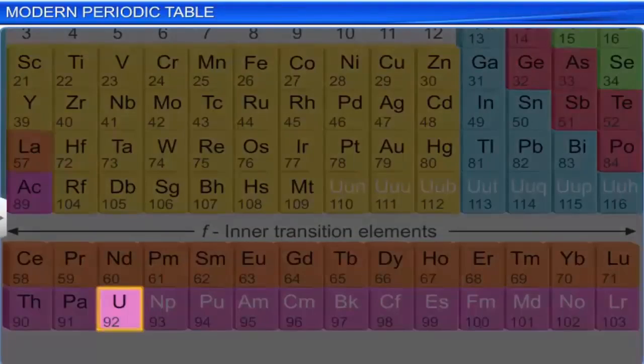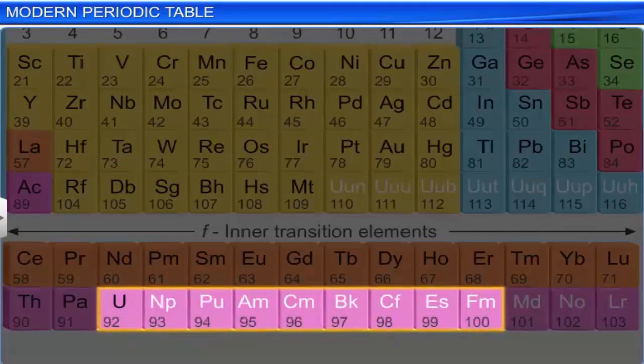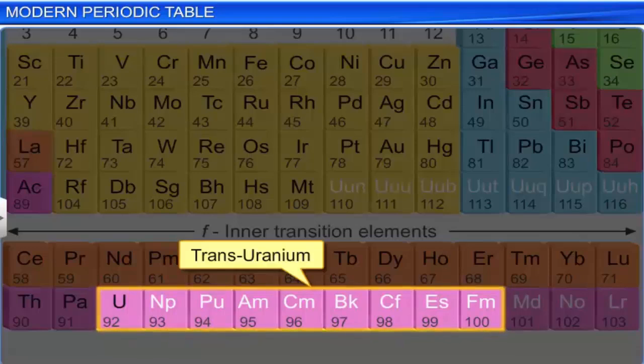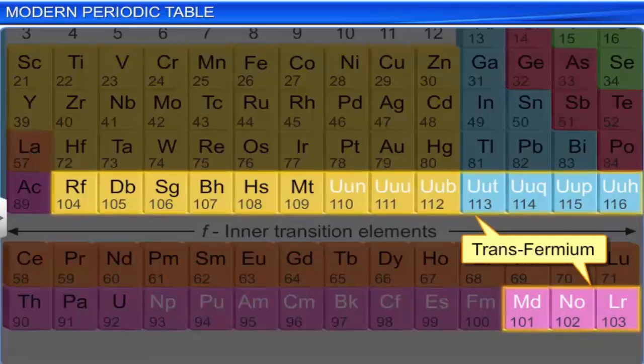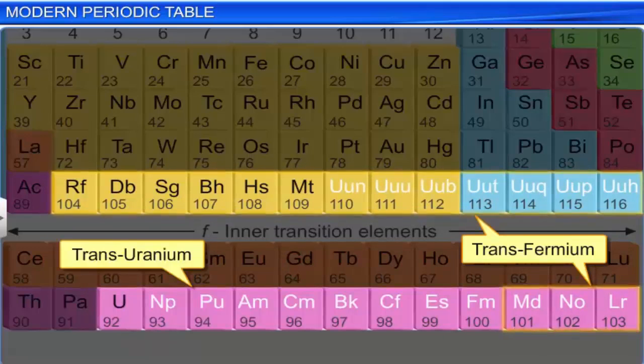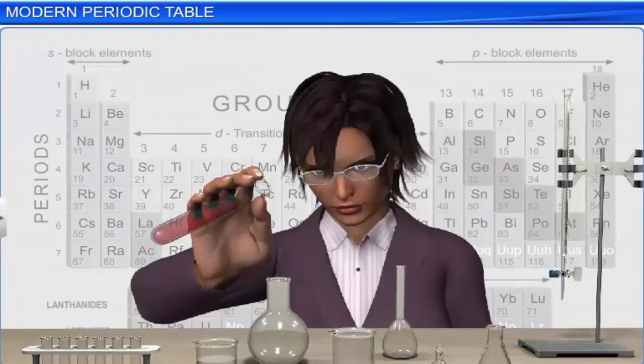All the elements between uranium, atomic number 92, and fermium, atomic number 100, are called transuranium elements. The elements after fermium are called transfermium elements. Both transuranium and transfermium elements are man-made elements synthesized in laboratories using costly and sophisticated equipment. Traditionally, newly discovered elements were named either after their synthesizers or discoverers.